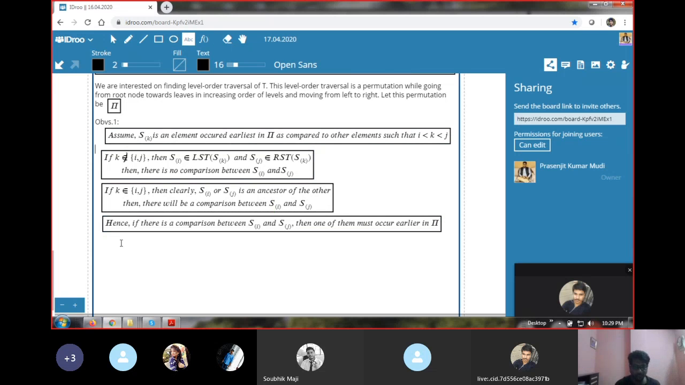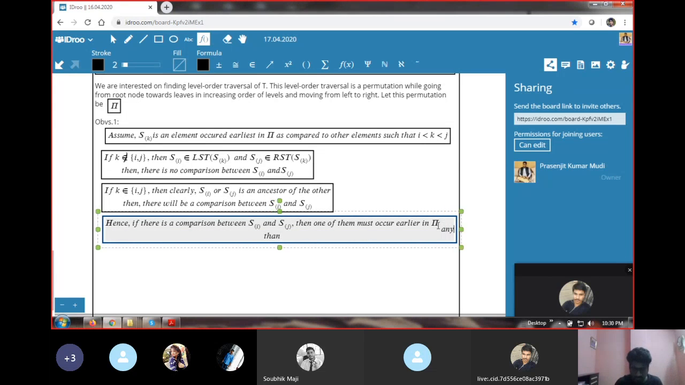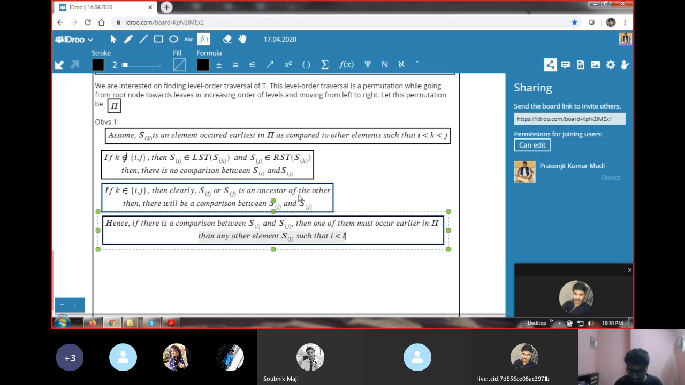So next our second observation: then one of them must occur earlier in pi than any other element sl, such that i less than l less than j. Okay, this is the complete observation.